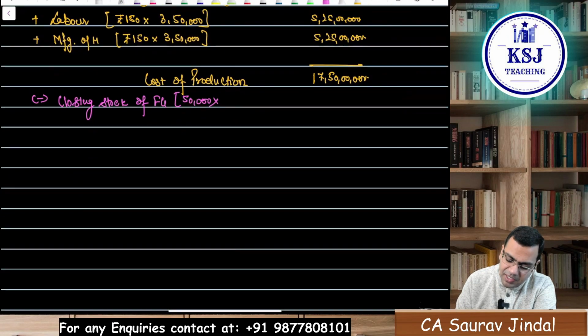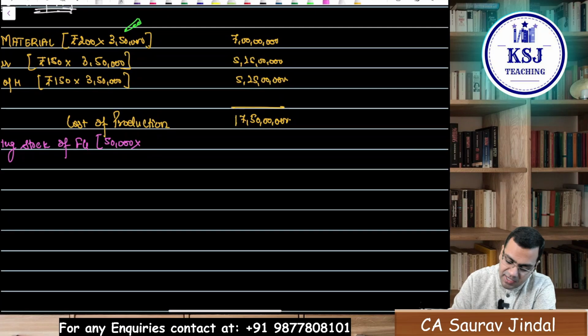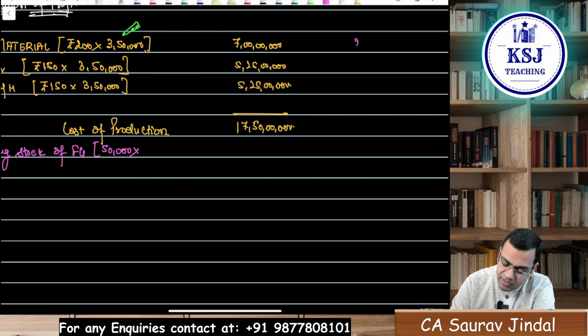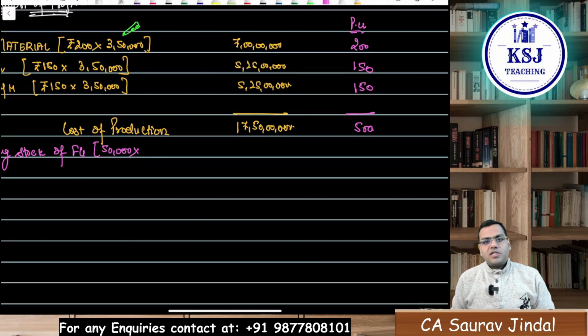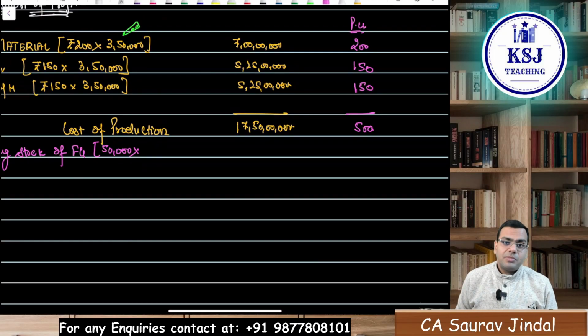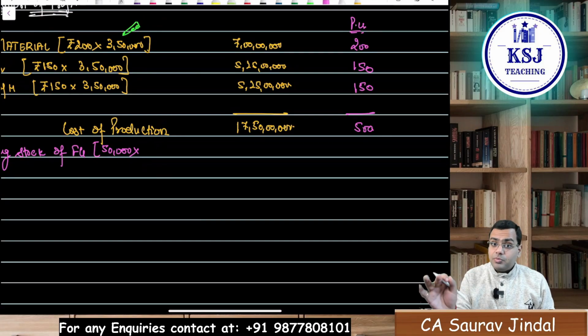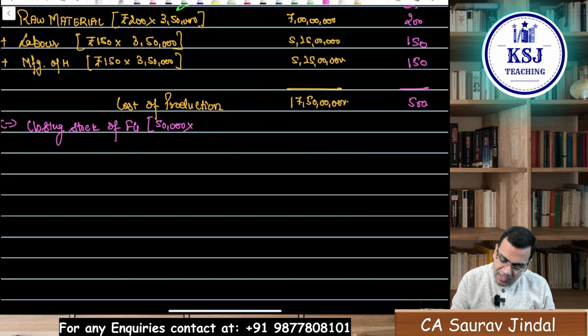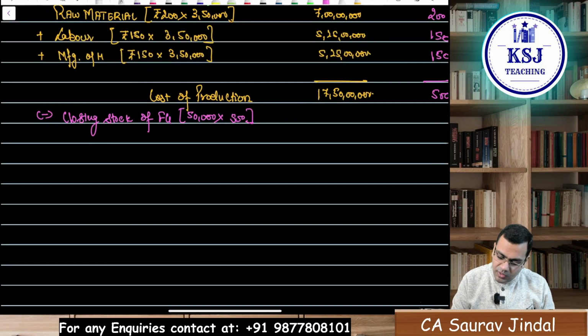multiplied by now the value per unit. See here, if I calculate the per unit value here, 200, 150, 150, total 500 is the cost of production per unit. Now it is a newly established manufacturing company. There will be no opening stock. It's only the closing stock from the fresh production, right? So this will be valued at 500, right? So this will come to 2 crore 50 lakhs, right?